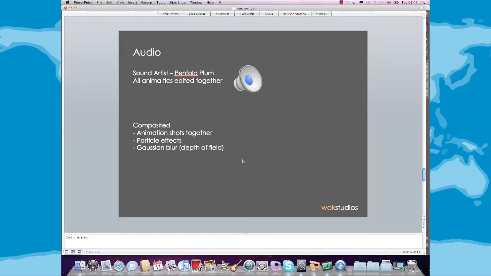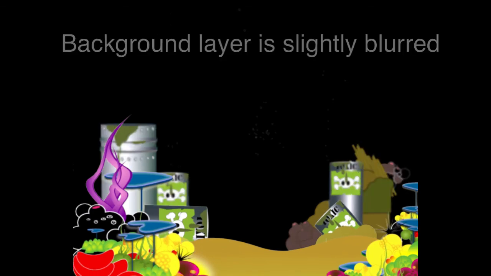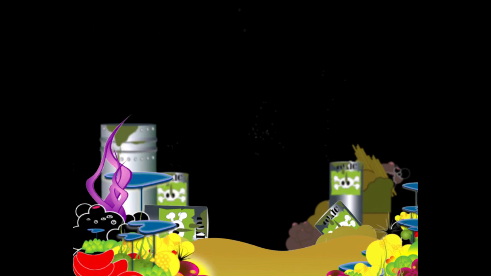And the other factor is we're going to use Gaussian blurs to give the objects depth of field, really. So it's a bit of a cheat, but it works quite well.